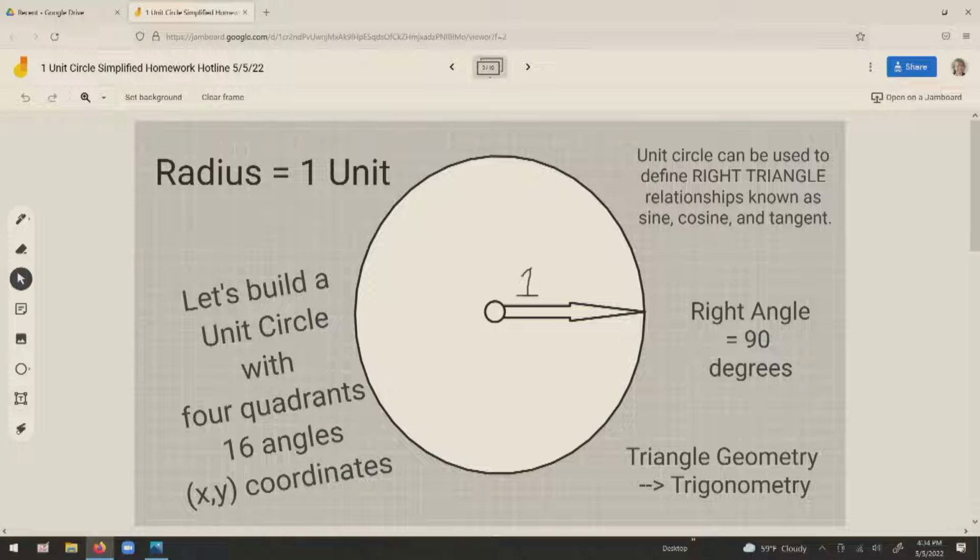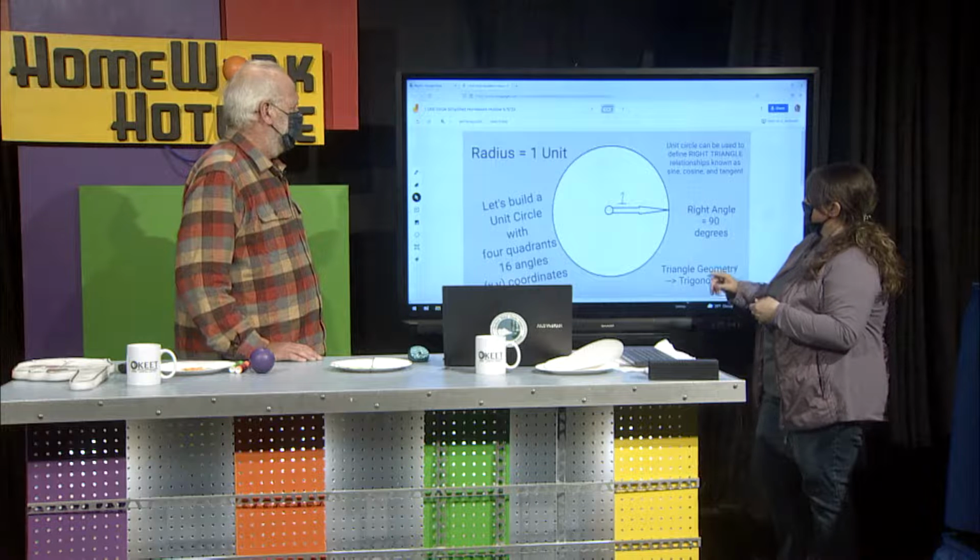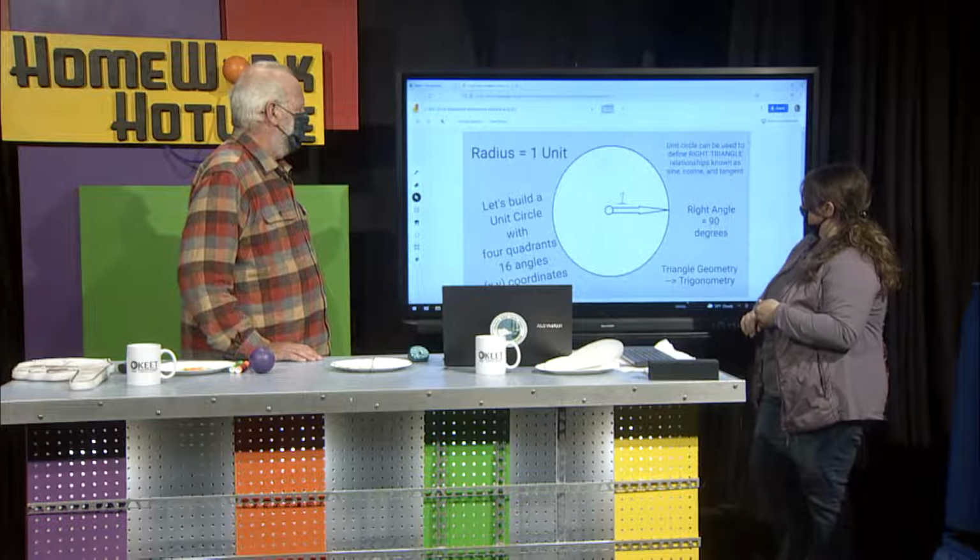When we build the unit circle, we're going to have 4 quadrants, 16 angles, and a couple different XY coordinates. On the right-hand side here, it says unit circles can be used to define right triangle relationships known as sine, cosine, and tangent. That's pretty cool. And a quick reminder, a right angle is 90 degrees.